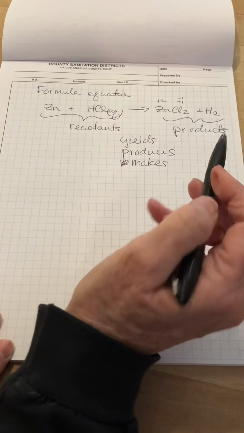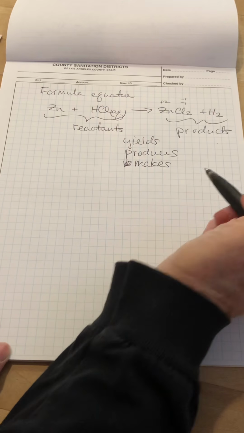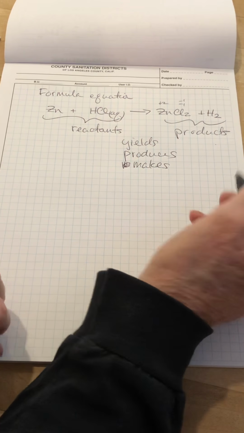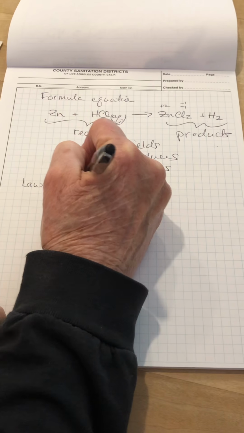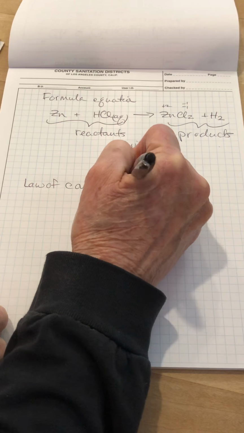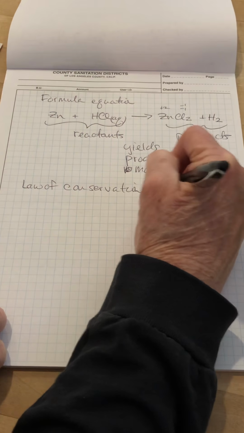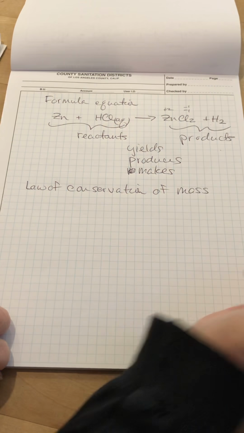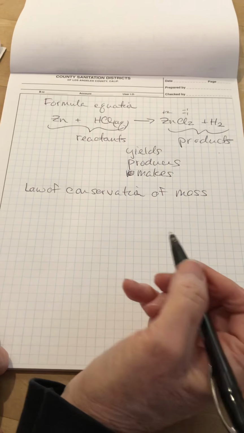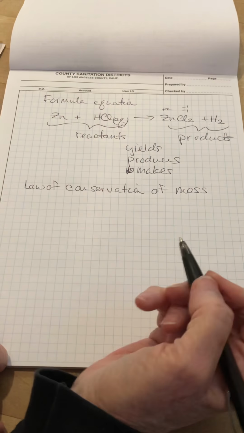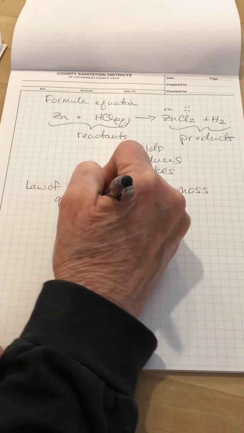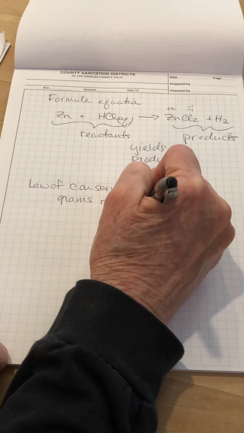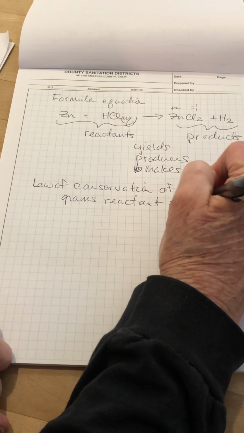The problem with what I've written here is this equation isn't balanced. Balanced equations always have to follow what's called the law of conservation of mass. This means the mass of the reactants, or the number of grams of the reactant, have to equal the mass or the number of grams of the product. Okay, so we have grams reactant is going to equal the grams of the product.